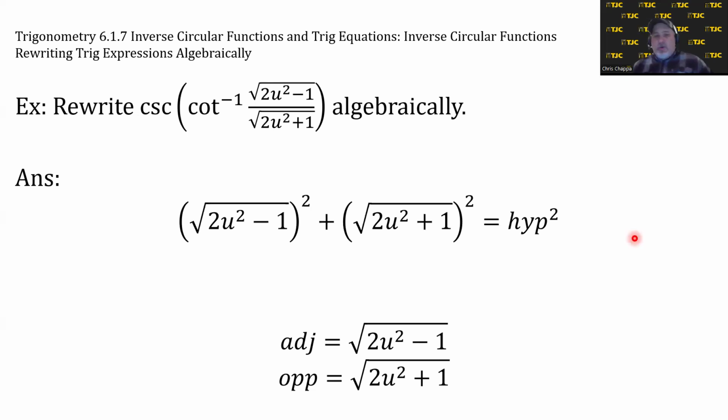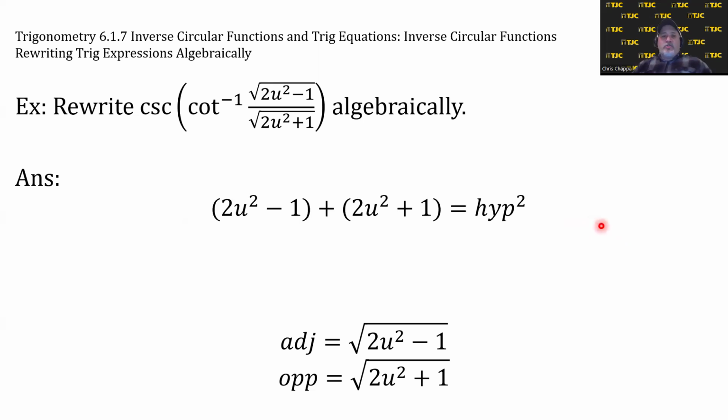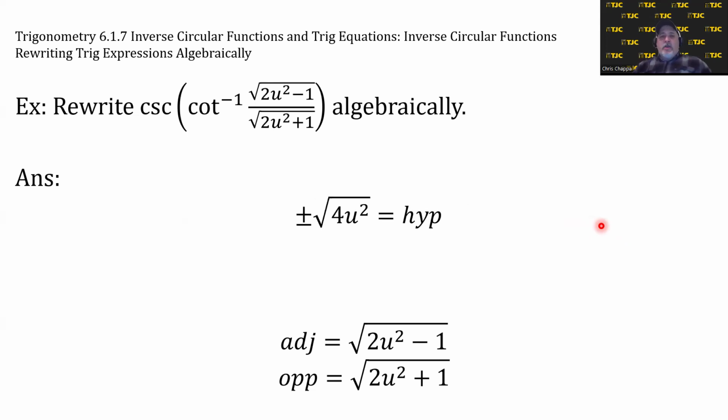We're going to square the adjacent, square the opposite, add them. That's equal to the hypotenuse squared. But the squares cancel the square roots, leaving 2u squared minus 1 plus 2u squared plus 1. The ones cancel and the u squareds combine to get 4 of them. And now we just take the square root of both sides. Luckily, the left side is a perfect square. So when we square root it, we get 2u with the plus minus.